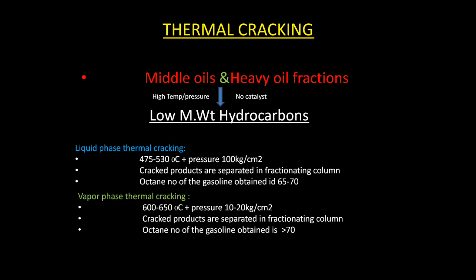Whereas in the second one, vapor phase thermal cracking, we apply a higher temperature, that is 600 to 650 degrees centigrade, and a lower pressure, that is 10 to 20 kg per centimeter square.